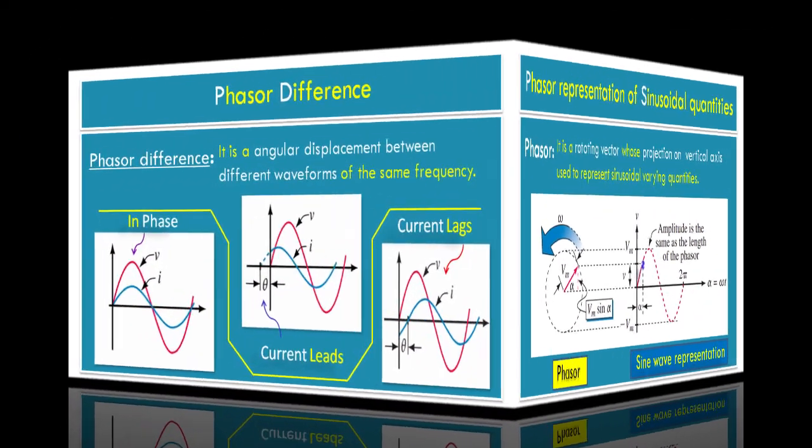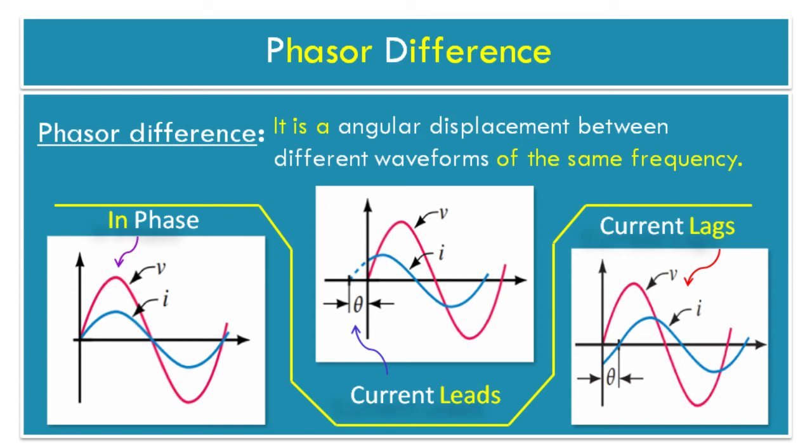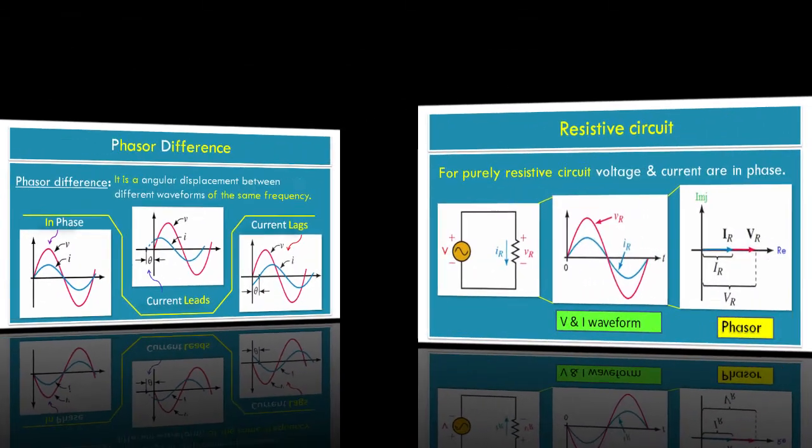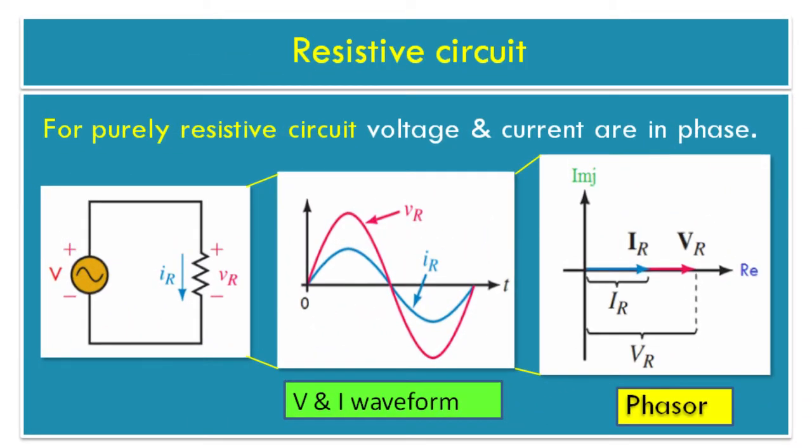Let's study phase difference. Phase difference is the angular displacement between different waveforms of the same frequency. Refer to the figure. For the in-phase condition, the phase difference must be 0, and phase lead or phase lag gives a phase difference up to 90 degree. Now study the resistive circuit. For a purely resistive circuit, voltage and current are in phase.